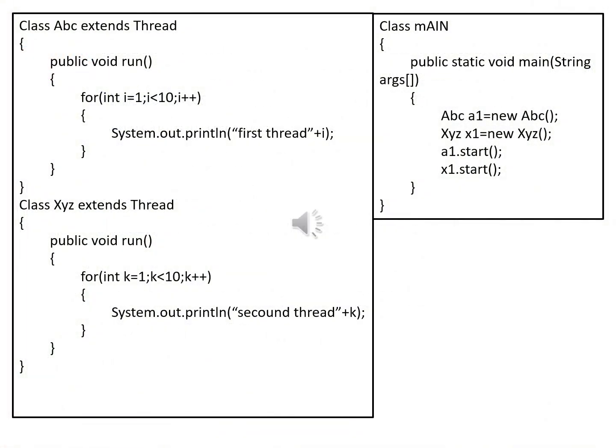In this example, we are taking the ABC class, and the ABC class extends the Thread class and overrides the run method. In this method, we are taking an I loop, and the next class XYZ also extends the Thread class and overrides the run method, and in this method we are taking a K loop. After creating the XYZ class, we are taking the main class. In the main class we are creating the objects of both classes and using the start method.